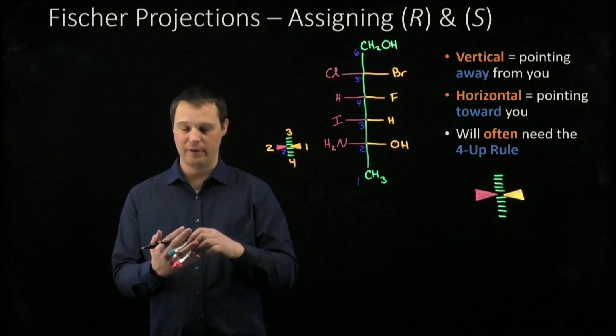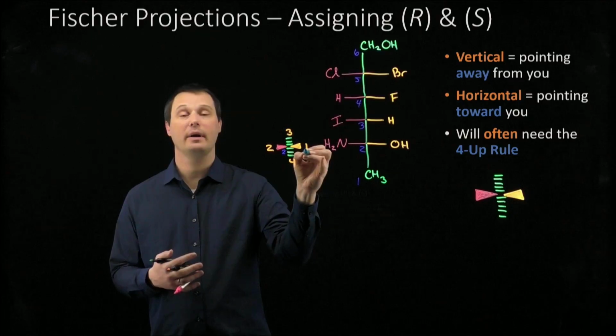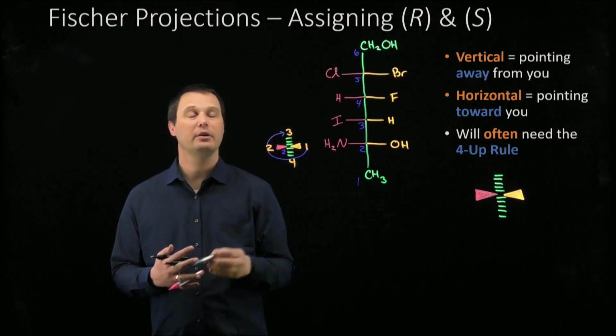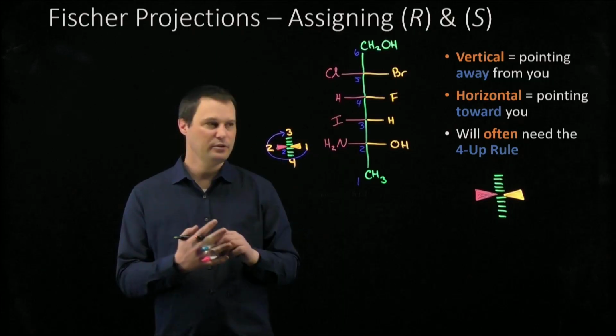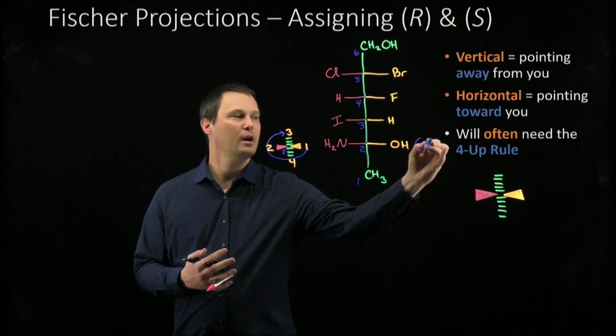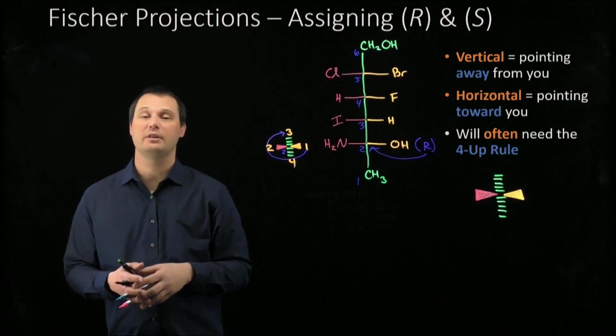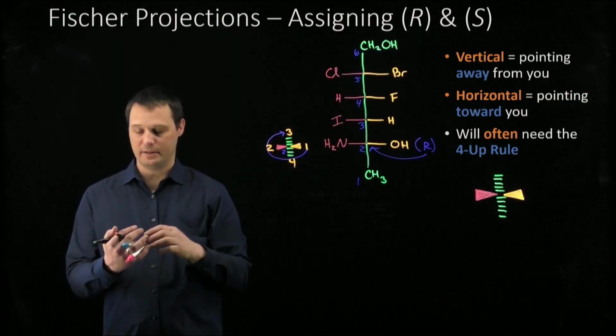It's already pointing away from you as the viewer, so we can use our regular clockwise counterclockwise method. We'll start from number 1, draw a circle from 1 to 2 to 3, ignoring number 4. This is a clockwise circle, so stereocenter number 2 is an R stereocenter. No tricks here. Straightforward assignment gives us the R stereocenter. Let's move on and abstract the next stereocenter.